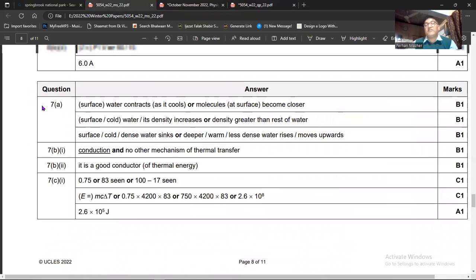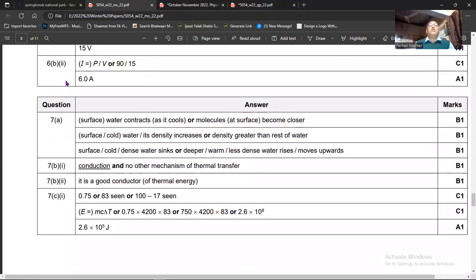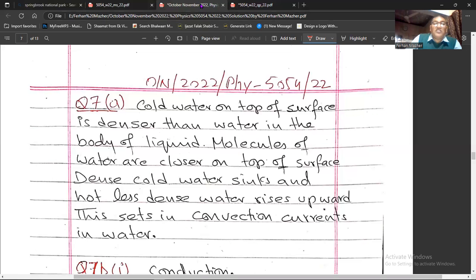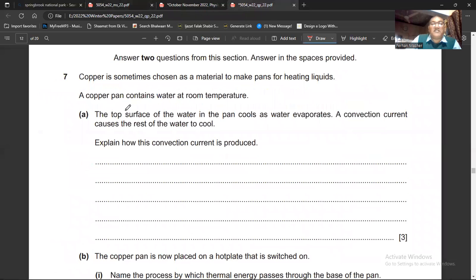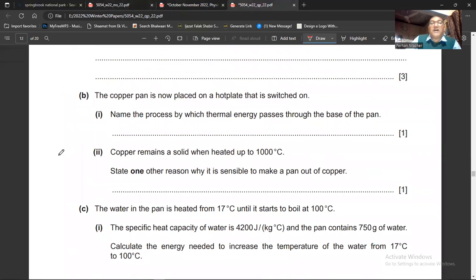The marking scheme of question number 7, A part is showing on your screen. You can pause the video and take more time if you want more time with this marking scheme. This is the solution, A part. Question number 7, B part. The copper pan is now placed on a hot plate that is switched on. Name the process by which the thermal energy passes through the base of the pan.